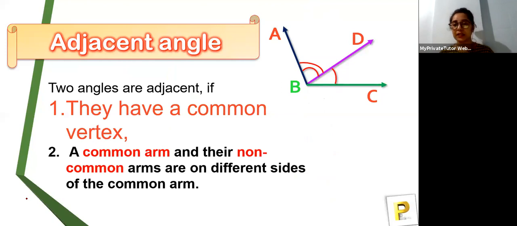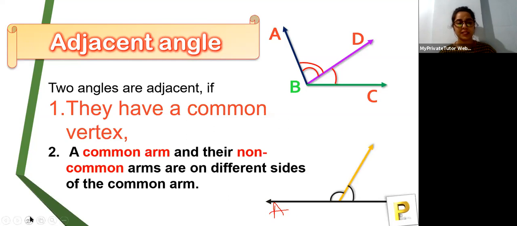So what is the first condition? Common vertex. They should have a common vertex. And the second thing is they have a common arm, and their non-common arms are on different sides of the common arm. So this is how you will get to know what an adjacent angle is. Okay, so let's see this example. Let us consider that this is A.